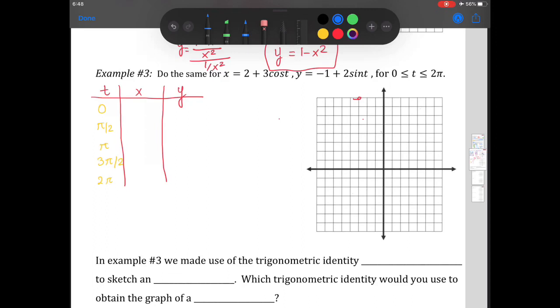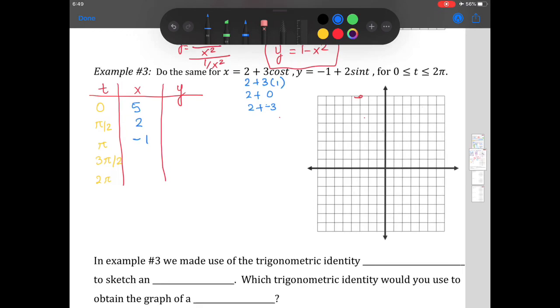So I'm going to do the first one. It's 2 plus 3 cosine of 0, which is 1. So 2 plus 3 is 5. I'm just going to do all the values for the x. Then 2 plus 3 times 0, which is 0. So it's going to be just 2. Then 2 plus 3 times cosine of pi, which is -1. So -3, which gives -1. And then 2 plus cosine of 3 pi over 2 is 0. So that would be just 2 and 5, right? They start repeating after a certain while.